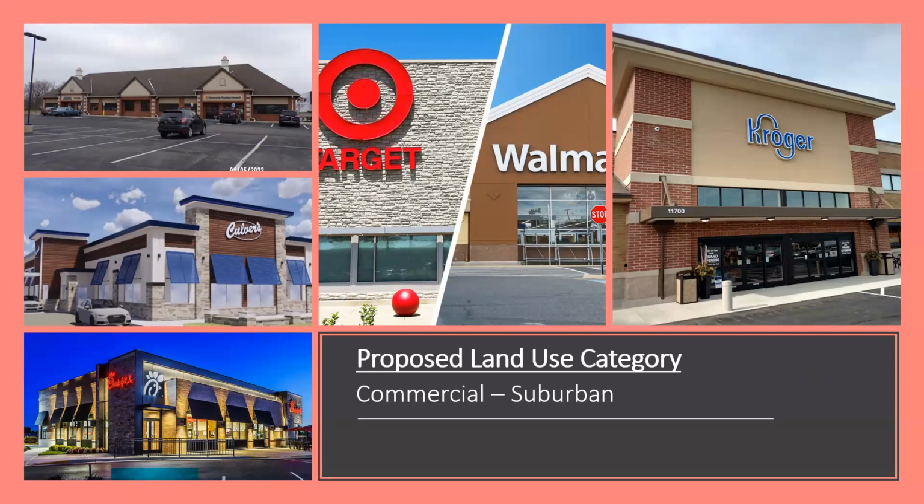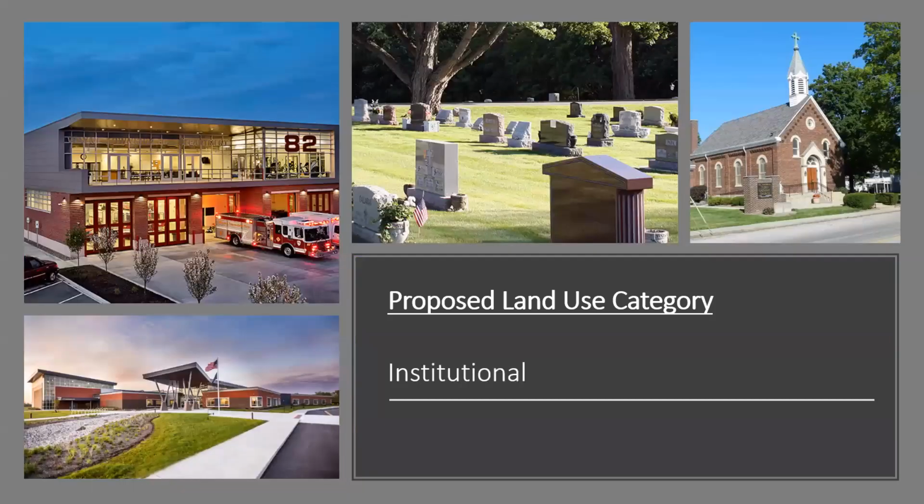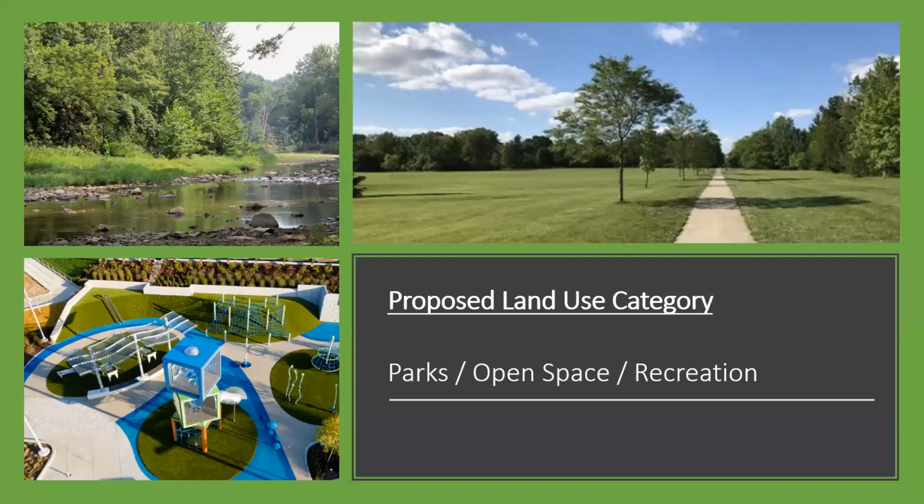So 3 different categories for residential, 2 for commercial. Then a basic one would be industrial. Kind of use Thursday Pools as an example, and then the Deaton's Waterfront Services, their new building out on 1000 North. Then we've got institutional, things like fire stations, schools, town hall, cemeteries, churches, things of that nature. And then lastly, parks, open space, and recreation.